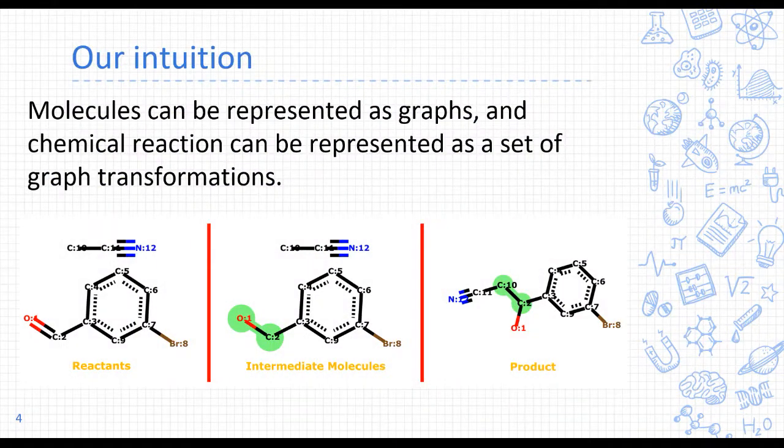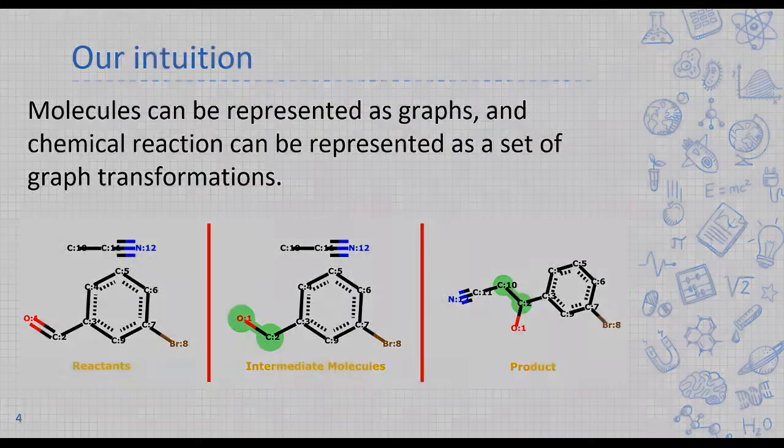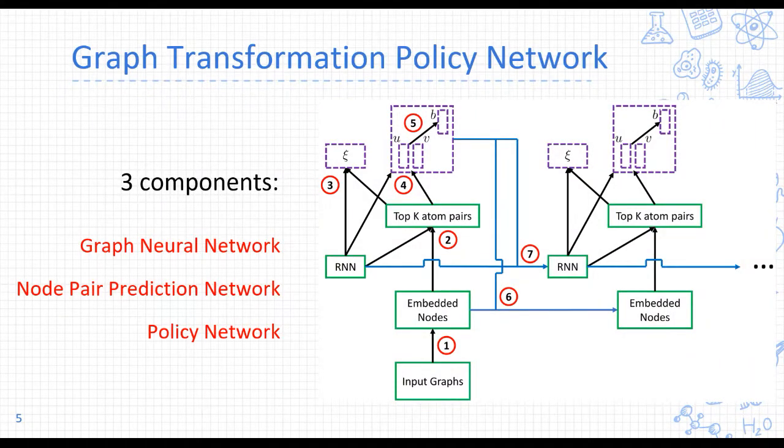Our intuition for the chemical reaction problem is that we can represent molecules as graph and represent a chemical reaction as a set of graph transformations. From that intuition, we propose a model named Graph Transformation Policy Network.